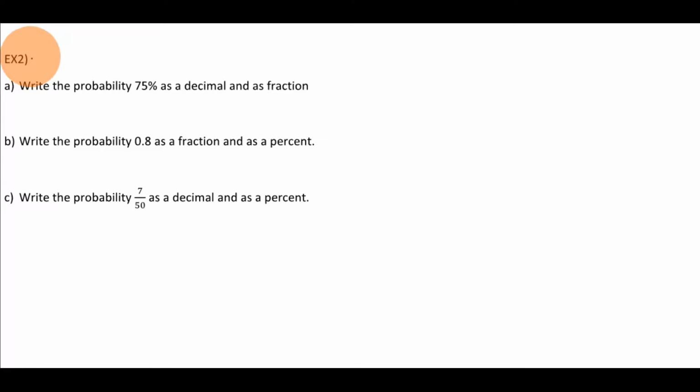So let's look at this next example. We're asked to write the probability 75% as a decimal and a fraction. In fact, when you're working with probability, you can always choose to express the value as a percent, decimal, or fraction. Any of these three will work.